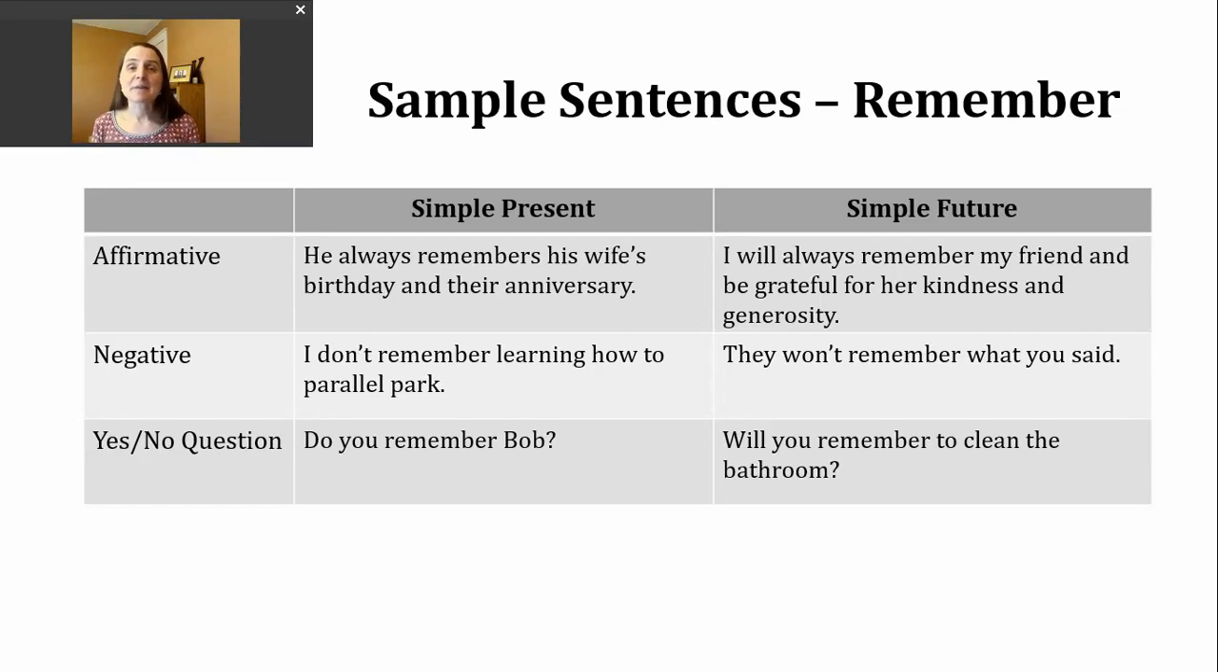The nice thing about using will is that our structure is going to be will and the base verb. This is true no matter what our subject is. Okay? So let's look at our affirmatives example. I will always remember my friend and be grateful for her kindness and generosity.